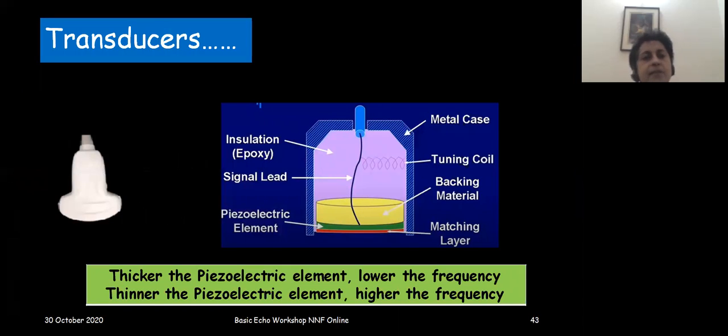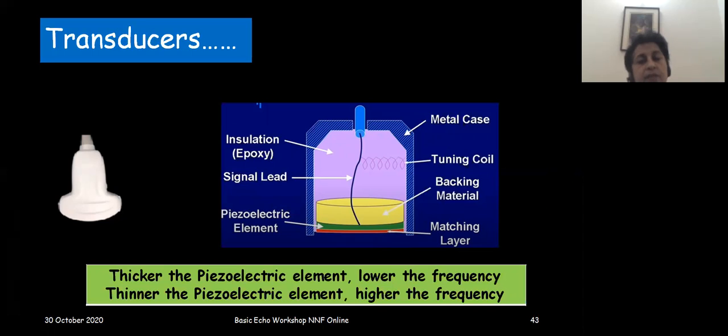Next, let us come to the transducers. Now, what is actually a transducer? A transducer has crystals which are called piezoelectric crystals. This is the green band at the bottom, and the size of the band is determined by the frequency. The thicker the piezoelectric element, the lower the frequency, and the thinner the element, the higher the frequency. Now this is made of a synthetic element called lead zirconate.